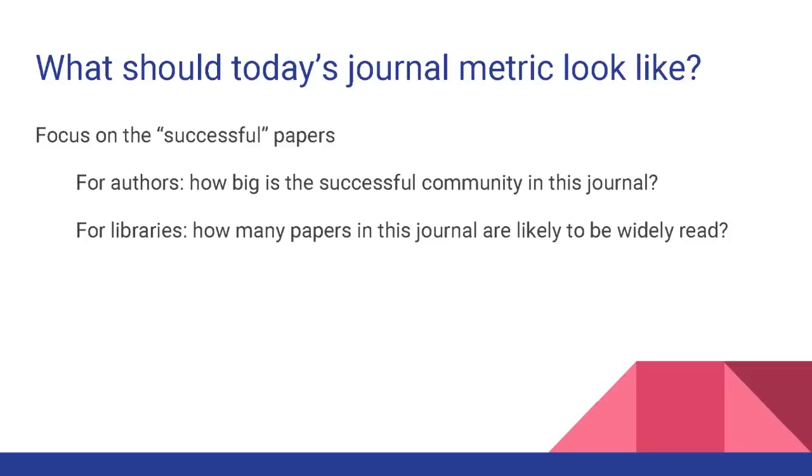So what should today's journal metric look like in the world that we live in at this point, when journals are all online and all journals have equal audience sizes? The ideal approach, since size is no longer a constraint, since shelf space is no longer a constraint, is to focus on the successful papers. These are the papers that matter. These are the papers that shift a field. These are the papers that change how your peers will do research tomorrow. For authors, it translates into how big is the successful community in this journal. How many successful papers, who are the authors, and so on. For libraries, how many papers in this journal are likely to be widely read?